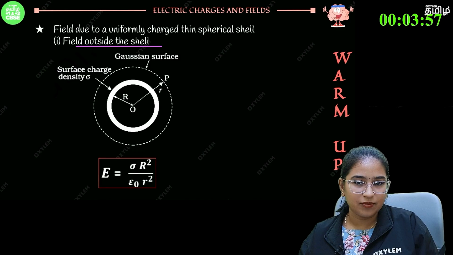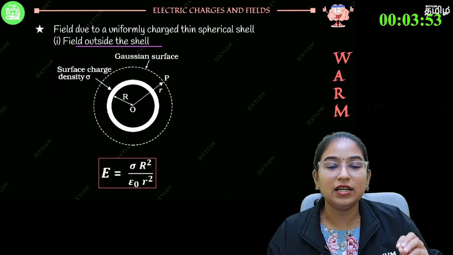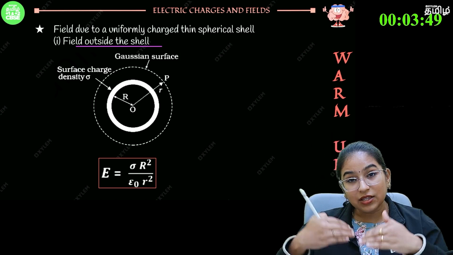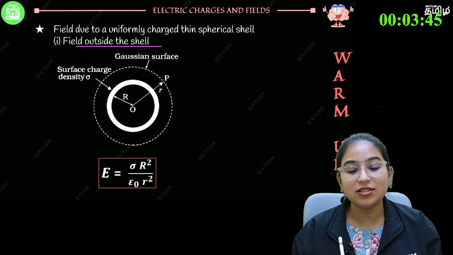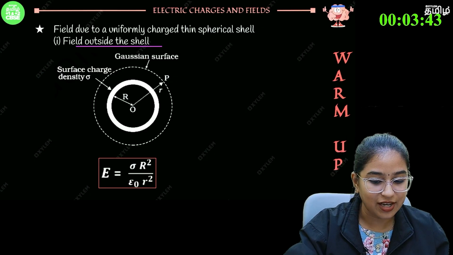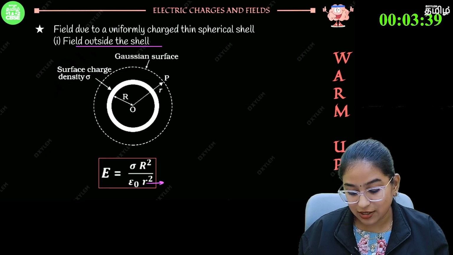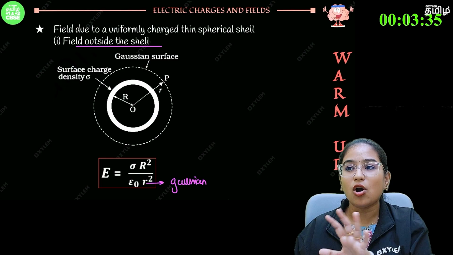Everything is the same. When it comes to a shell, we will be identifying it at 3 points: one is within the shell, on the surface of the shell, and outside the shell. So your Gaussian surface will have 3 different radii that will be represented as your small r. Small r will represent your Gaussian surface dimension, and capital R will be your normal dimension for the sphere.